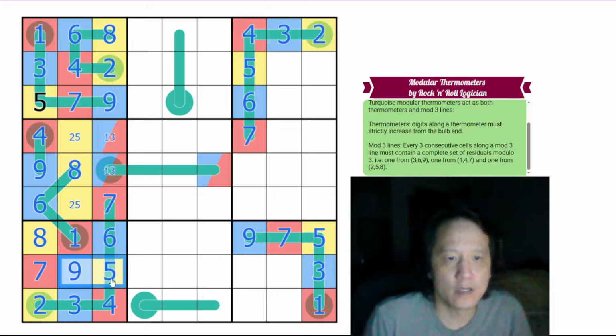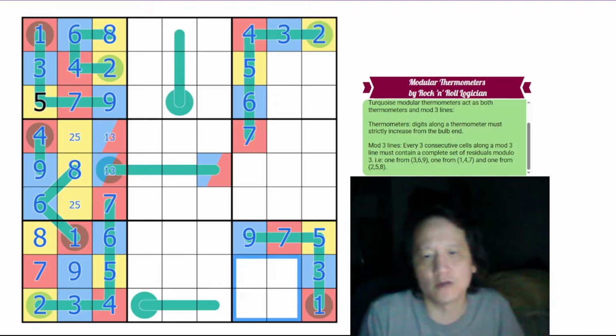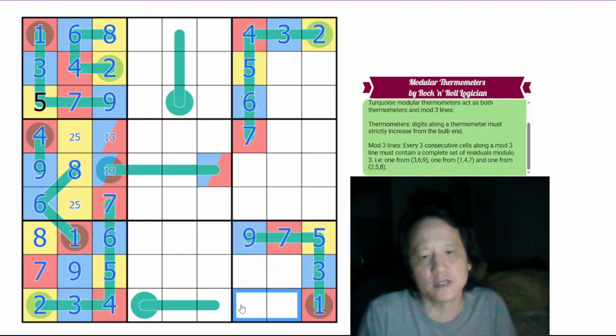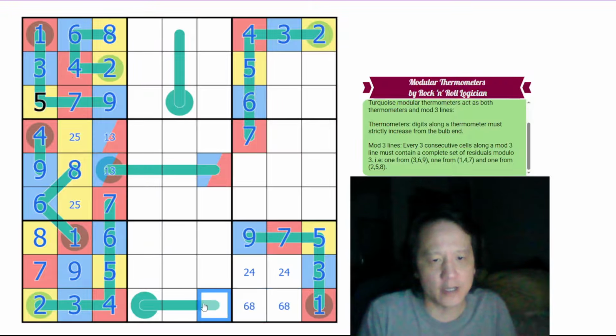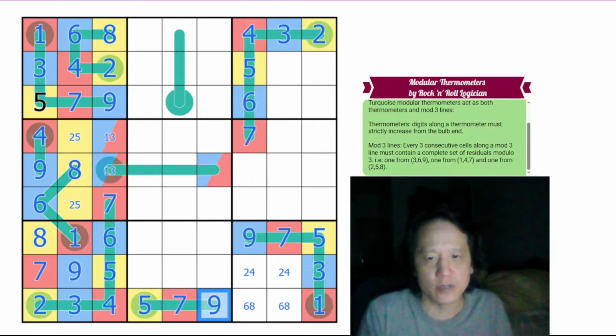Okay. This is 1. Okay. Remaining digits in this lower right-hand box are 2, 4, 6, 8. This can't be 2 or 4, so this is a 6, 8 pair, and this is a 2, 4 pair. That leaves these digits as 5, 7, and 9, and they have to be increasing. So this is 5, that's 7, that's 9. That's the yellow, this is the red, and that's the blue here.